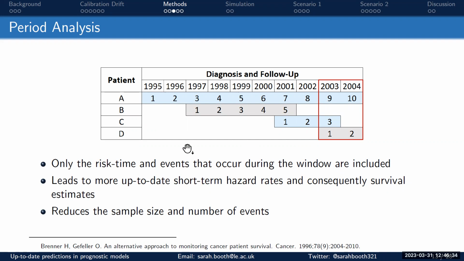But a problem with period analysis is that you reduce the sample size and number of events. So for example, this person is excluded from the analysis because they don't fall within the period window. So we have a reduction in sample size and number of events, which could be quite problematic in some settings when you're trying to develop prognostic modelling.